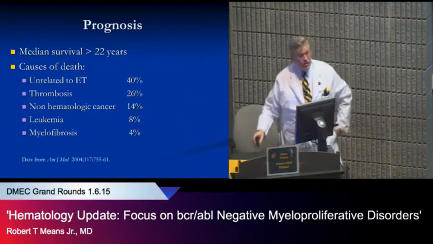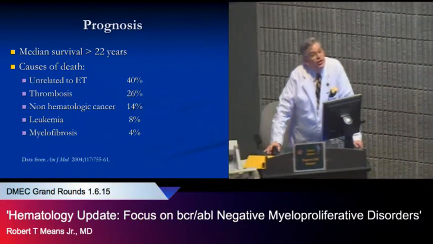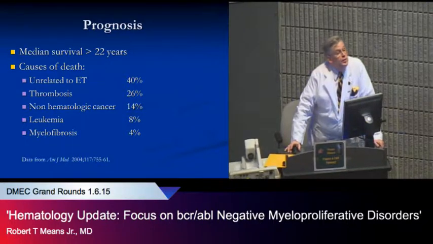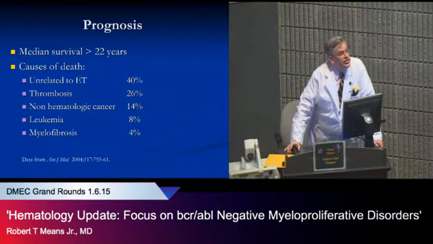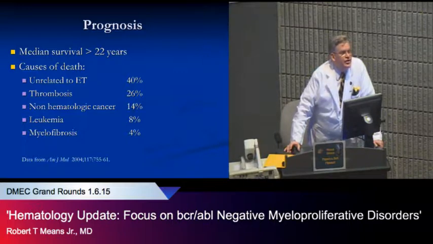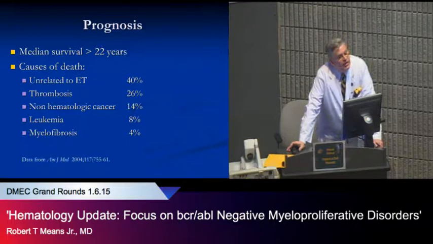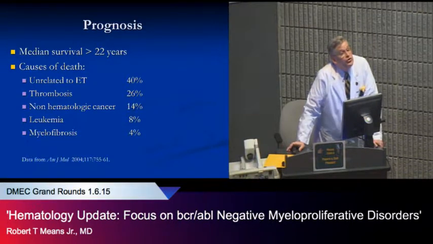Okay, so how do they do? Well, they do pretty well. Median survival is greater than 22 years. Most people with this are in their 60s when they show up. So, you've got a median survival greater than 22 years. That's probably not a huge amount different, as I'm going to show you in a minute, from people who don't have essential thrombocytosis. What do you die of? The biggest single cause of death is other stuff. You die of unrelated disorders. About a quarter of them will die of thrombosis.